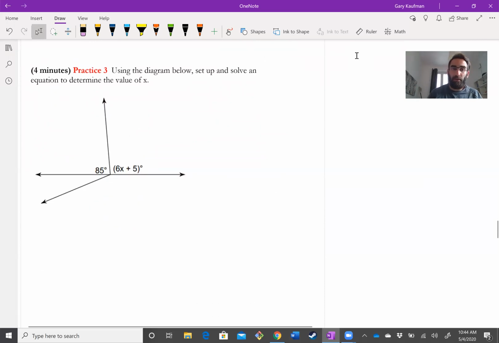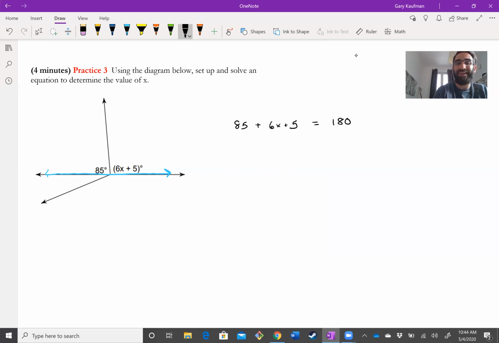Go ahead, determine the relationship that exists, set up the equation, and solve for x. So this relationship is the fact that they are supplementary because they make a line. So I can therefore say 85 plus the 6x plus 5, the other angle, is equal to 180.